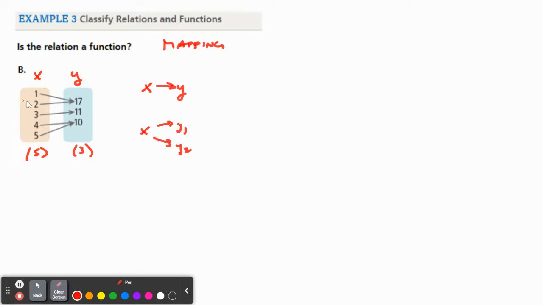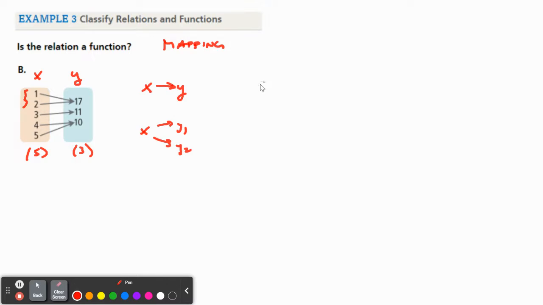So if you look here at 1 and 2, this x value of 1 goes to 17. It only has one y value. This x value of 2 goes to 17. It only has one y value. Who cares if they're the same y value? It's not about the y. It's about the x and the fact that each x only has one arrow. So this is okay. 3 goes to 11, 4 goes to 10, 5 goes to 10. It's okay. We have a function here.